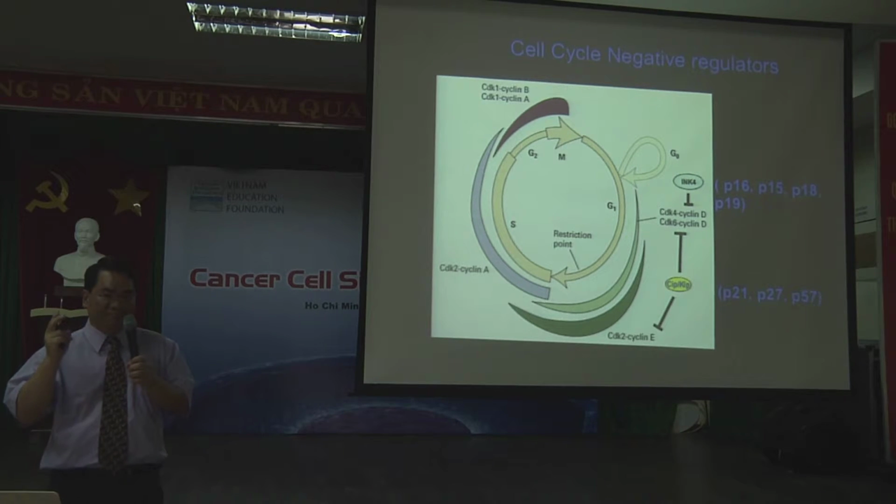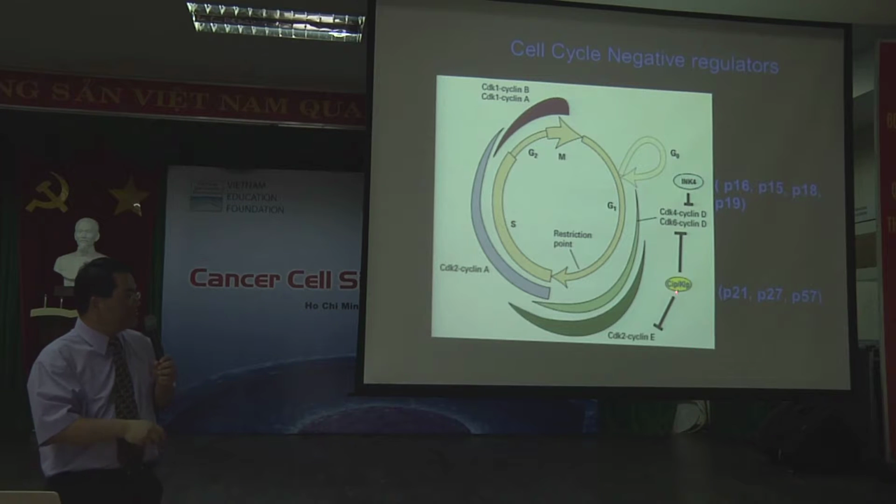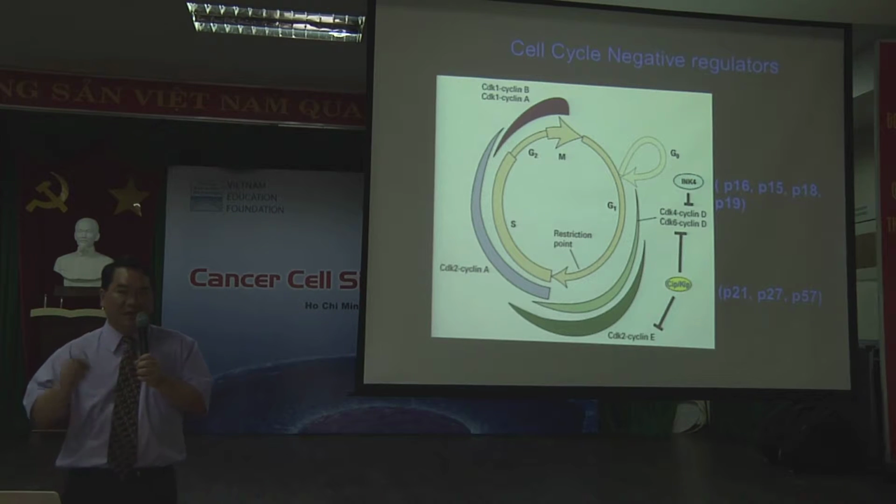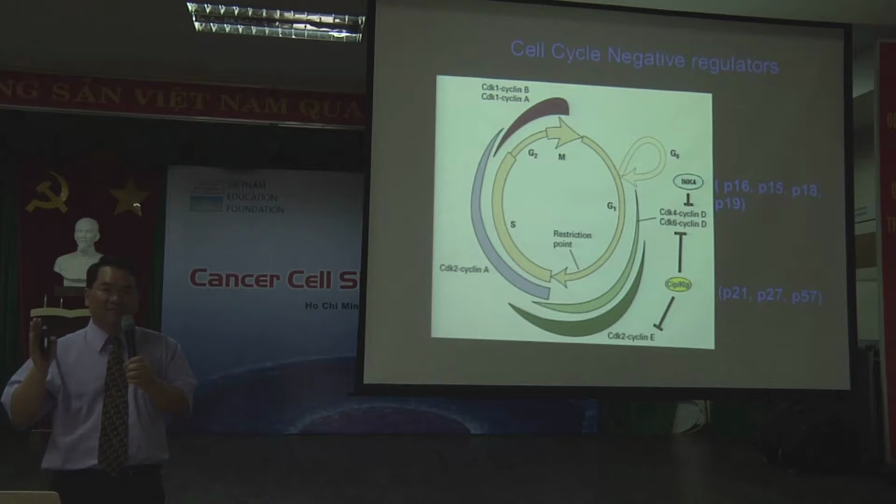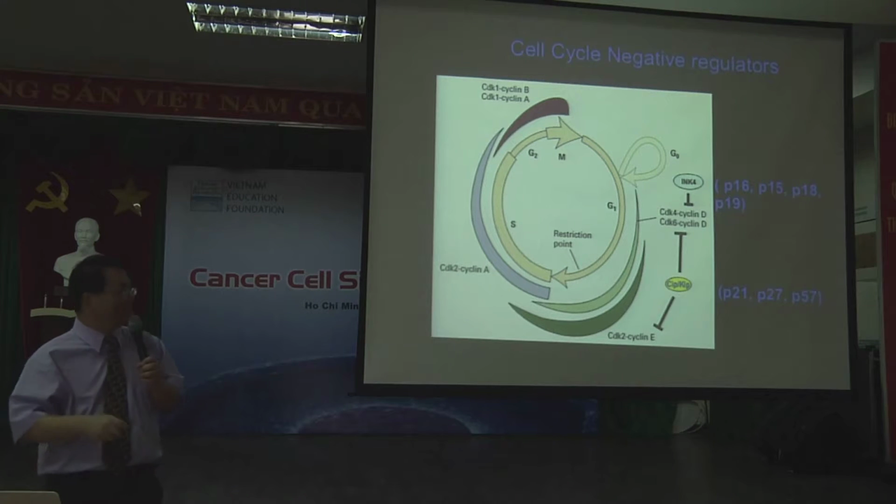The second family of CKI is called the CIP/KIP family, which stands for CDK interaction protein or kinase inhibitory protein. They include P21, P27, and P57. Their capability is to stop the cyclin E-CDK2 activity, thereby causing cell cycle arrest.